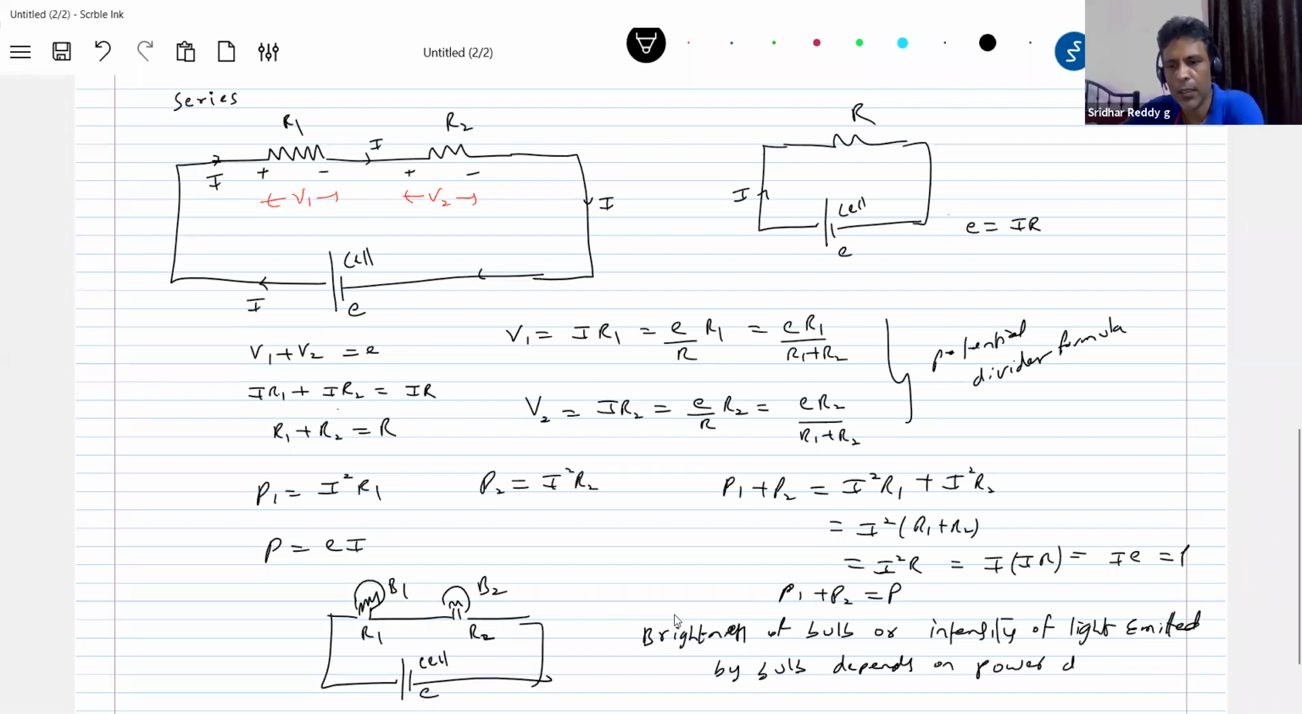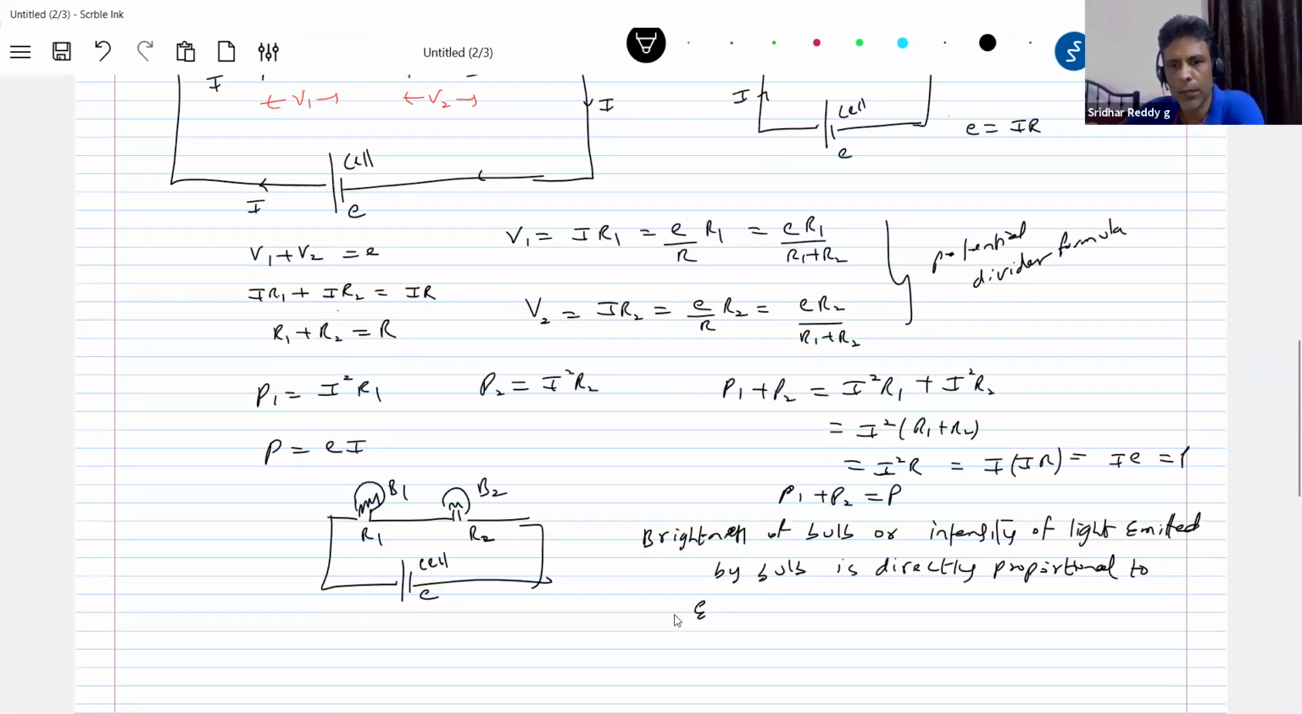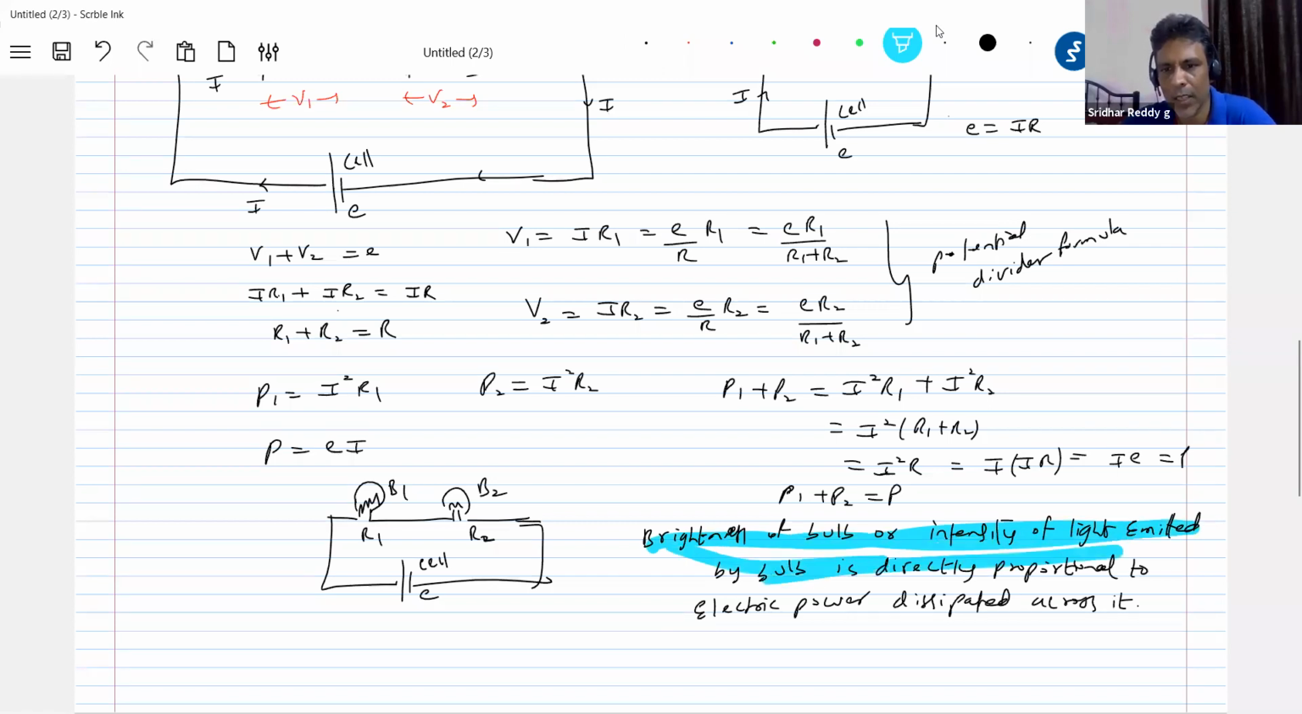It depends on the electric power dissipated, or is directly proportional to the electric power dissipated across it. I'm trying to cover the bulb idea here rather than going for a separate concept. The resistances of the bulbs are R1 and R2. So what we just discussed, I'm trying to conclude here.